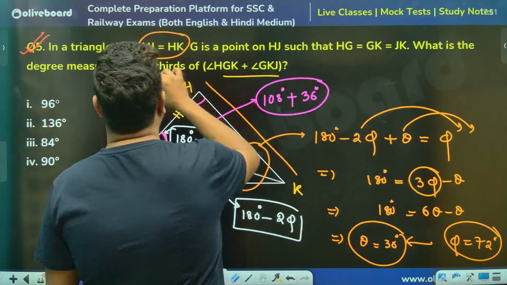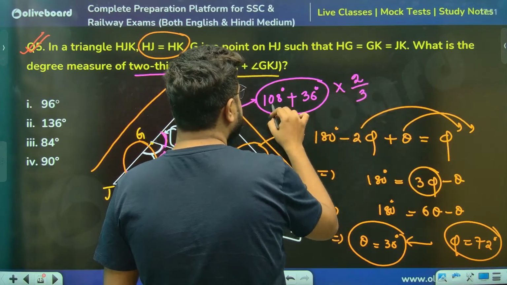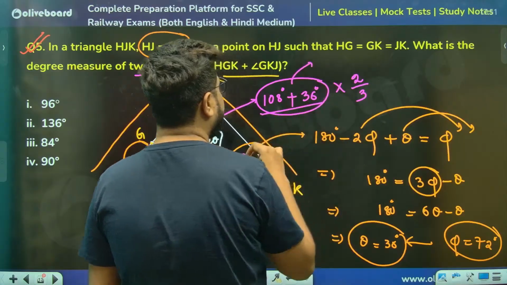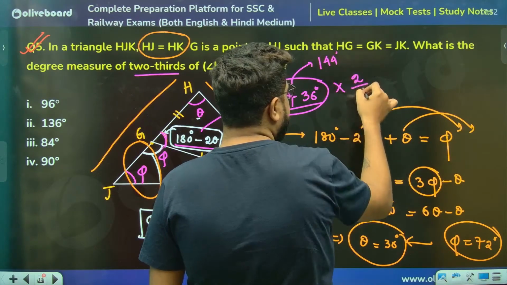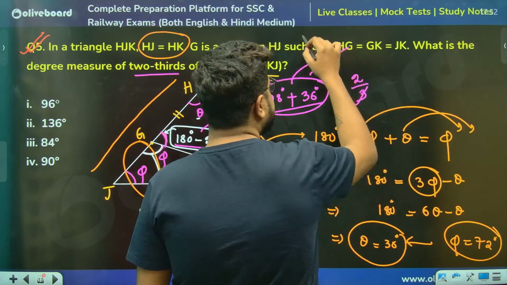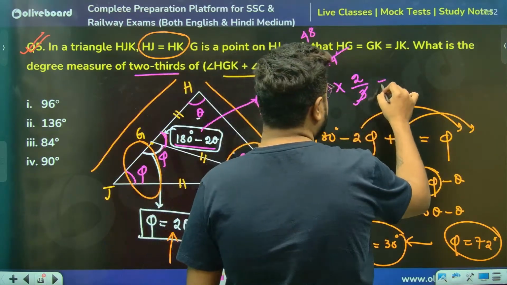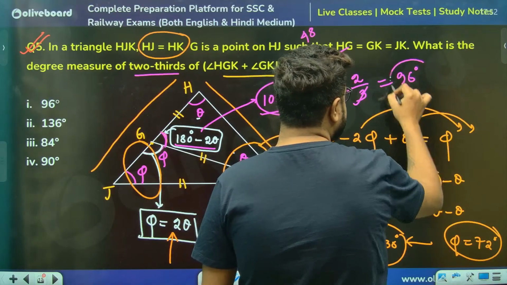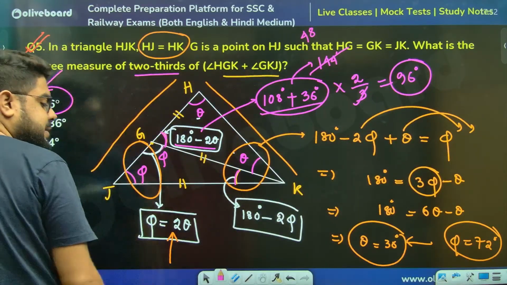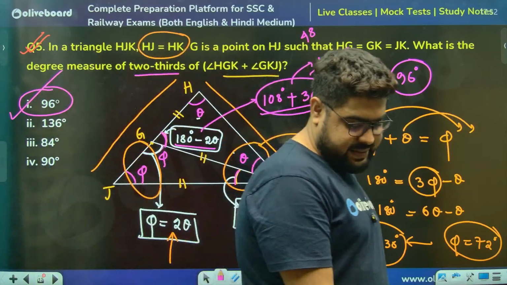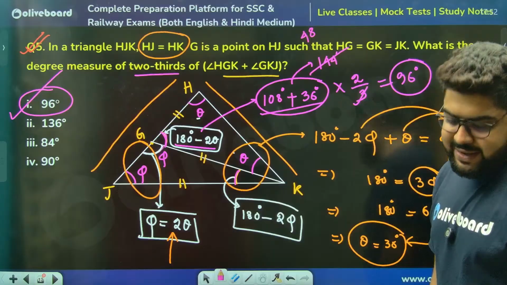They are asking 2/3 of this. So this is how much? 144, right? 144 into 2/3. So 3 fours of this, 3 48s, so 2 48s are 96 degrees, the answer. 96 degrees, option number 1 is your correct answer. That is most definitely your correct answer.